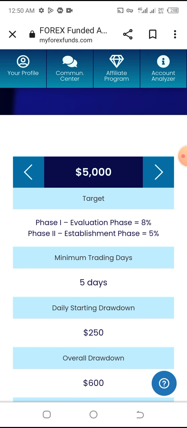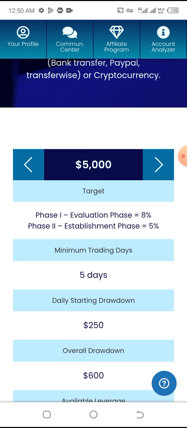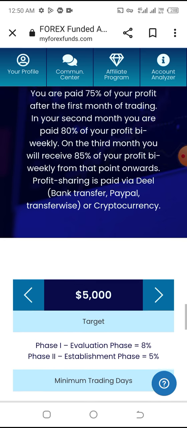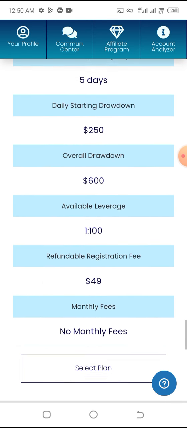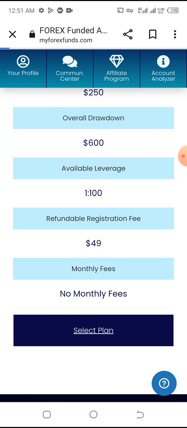So I'm going to show you how you're going to buy. Let's say before you buy an account, you just go and click on my link. After registering, just go and click on my link when you want to buy an account. Now this is an account of $5,000. You just come here. So let's say you're buying an account of $5,000. You've clicked on my link, and I'm going to show you how to pay via crypto. Crypto is the best, Bitcoin. You come and click select plan.